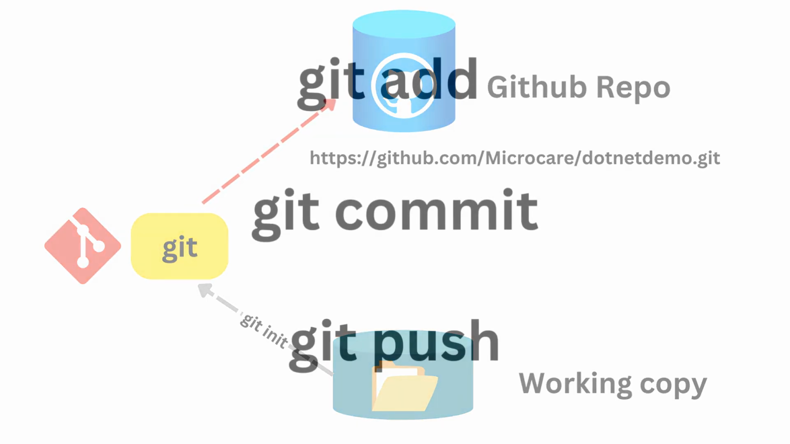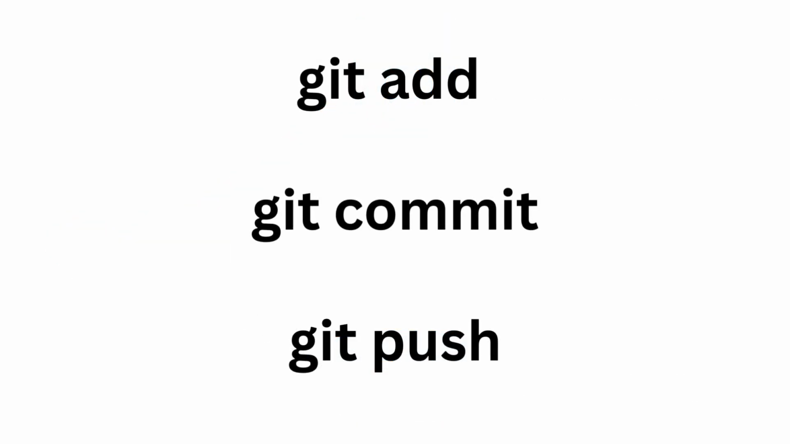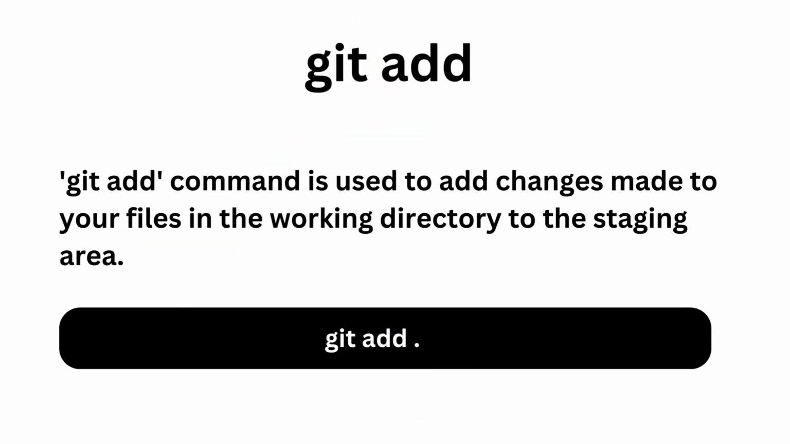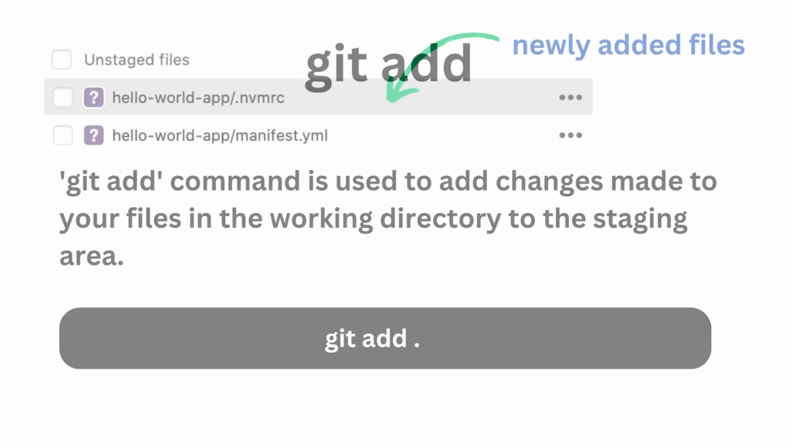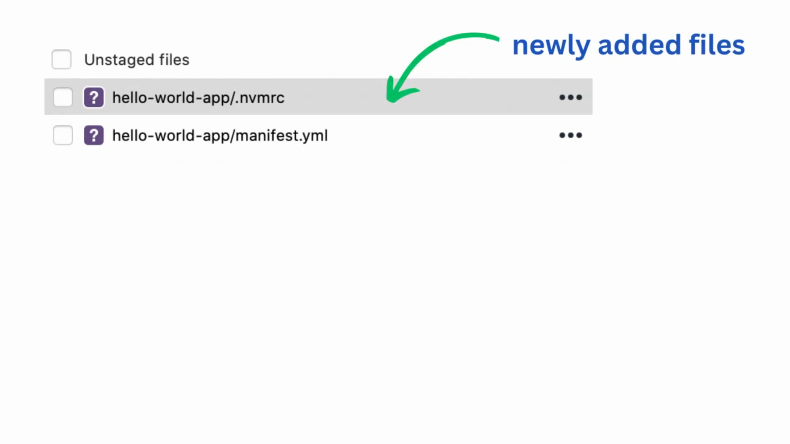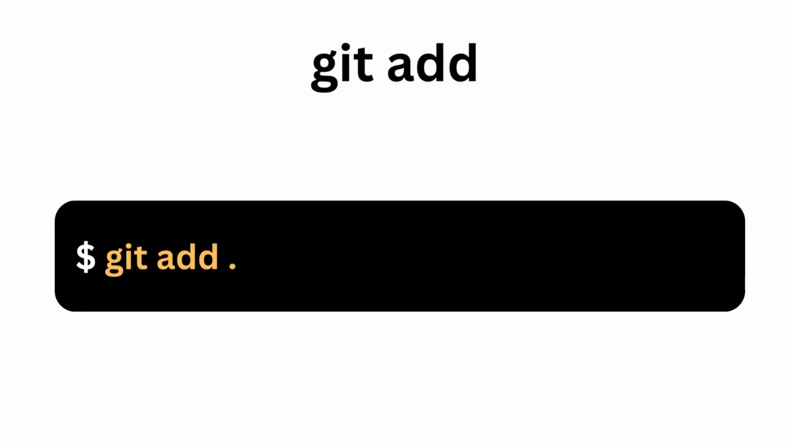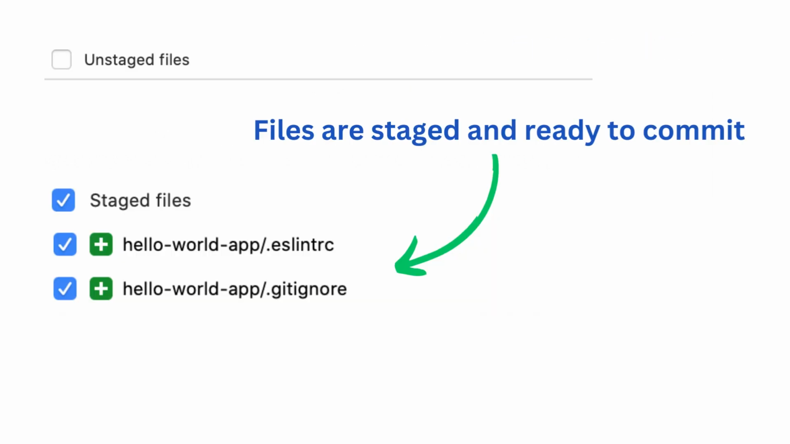In order to do that, we need to understand some Git commands. The git add command is used to add changes made to your files in the working directory to the staging area. For example, if you modified a file or added a new file, you need to use git add to stage those changes before committing them.